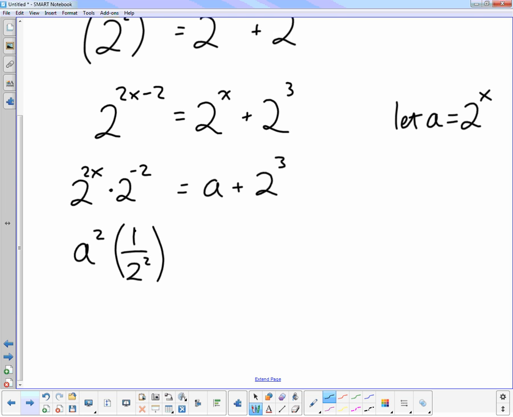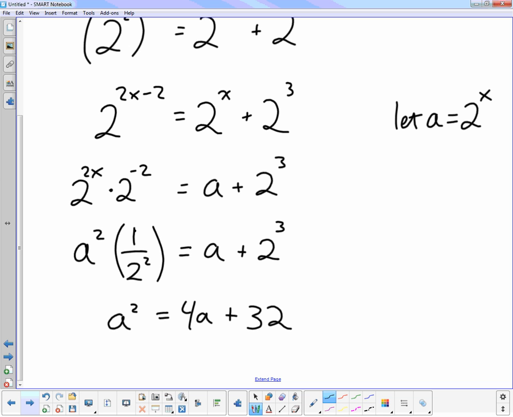Okay? That's how you can get him away from ugliness, make him a little prettier. And now let's multiply everybody by 4. And this right here is 8 times 4 is 32. And now we have a quadratic.